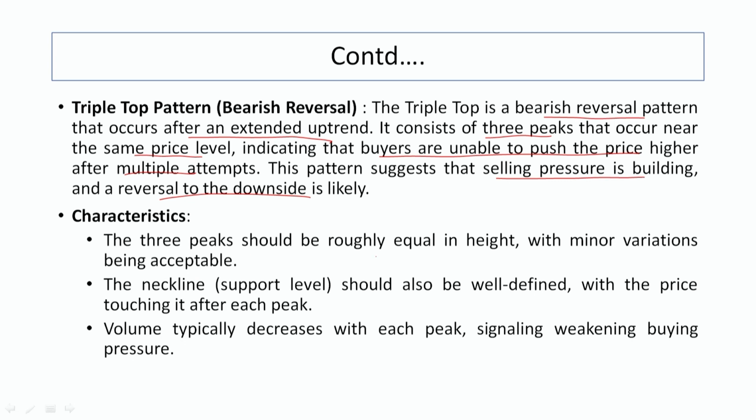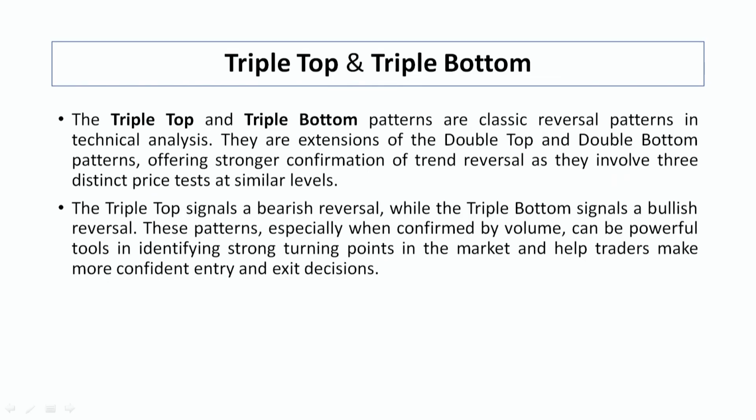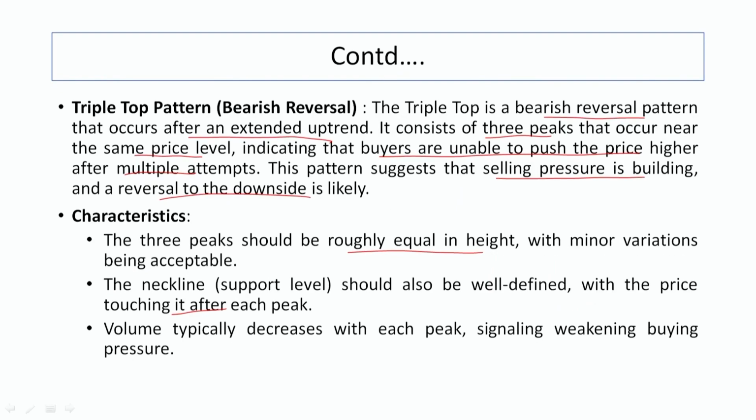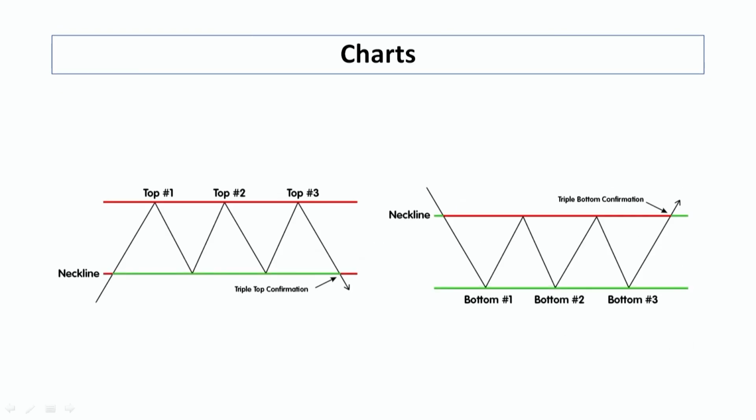Characteristics: the three peaks should be roughly equal in height with minor variation, like in the double pattern. The neckline should also be well defined, with the price touching it after each peak. So in the case of a triple top, we can easily go for identifying head and shoulders patterns, but here the head is not prominent enough, but the neckline should be quite prominent.